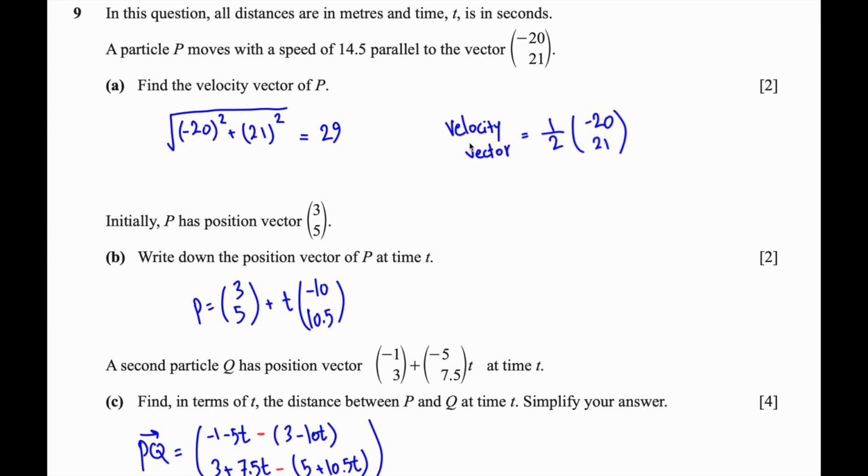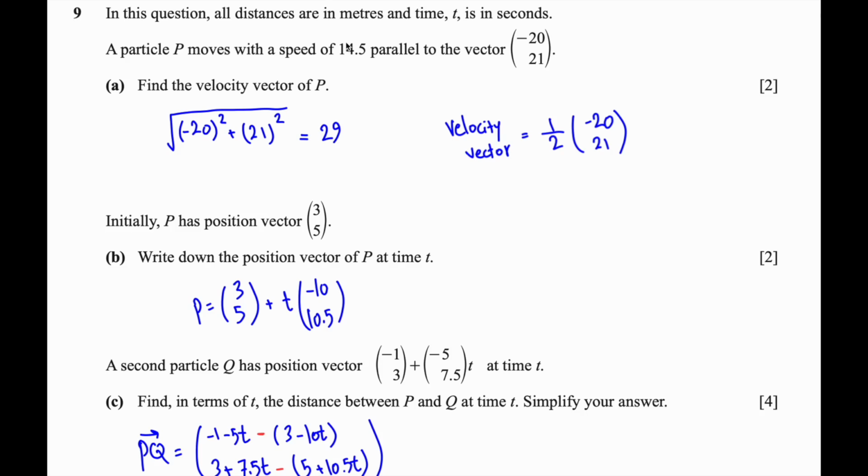Question number 9. In this question, all distances are in meters and time is in seconds. A particle P moves with a speed of 14.5 parallel to this vector. Find the velocity vector of P. So if you want to find the vector which is parallel to this, however, with a different magnitude, I have to use scalar product.